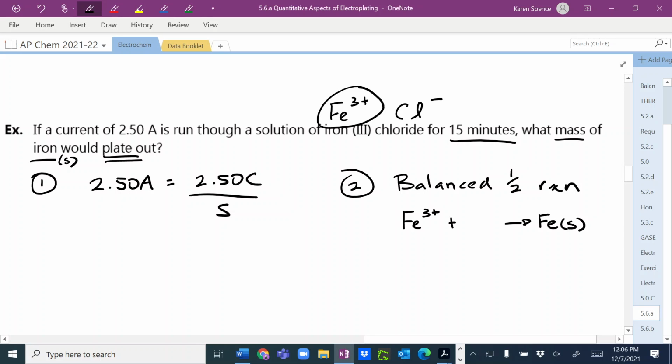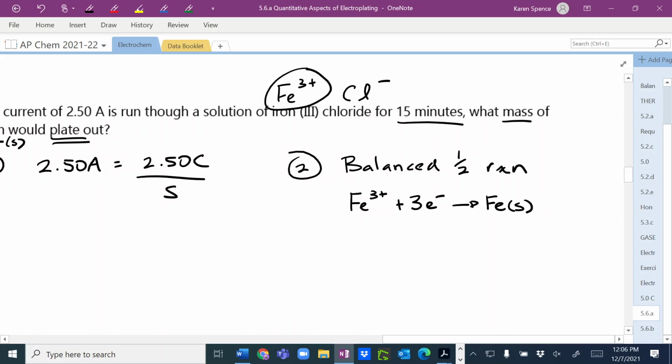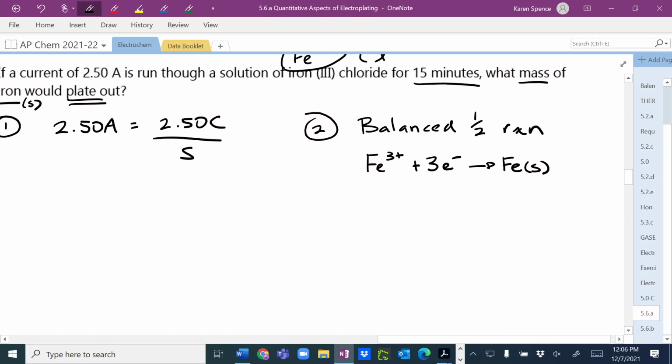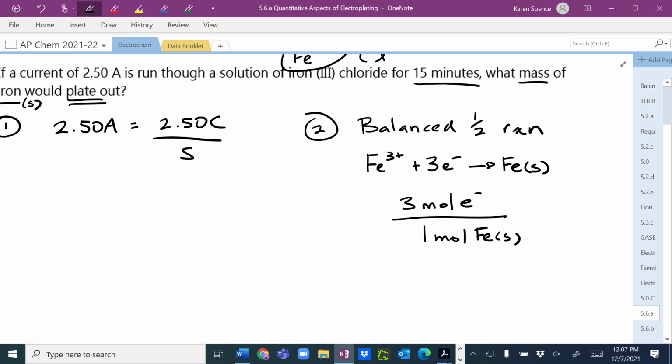Add 3 electrons. So now we have a mole ratio between iron and the number of electrons. There are 3 moles of electrons used for every 1 mole of iron produced. Nothing really new about this, it's just we haven't done a mole ratio with electrons before. But now we are, because we can do that using a half reaction.